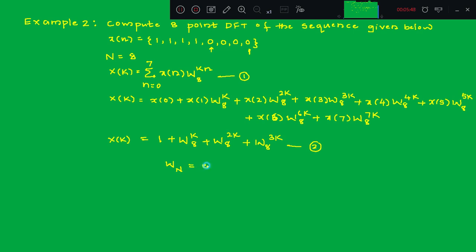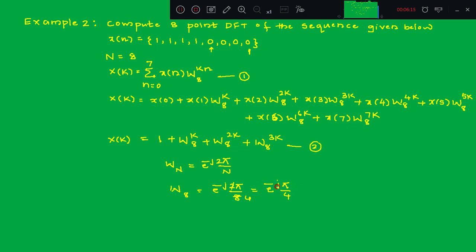The length of the sequence, which is e raised to minus j2 pi divided by N, right? So what is the value of N here? N is equal to 8, so W8 is equal to e raised to minus j2 pi divided by 8, which is equal to, 2 ones are 2, 4s are, so e raised to minus j pi divided by 4.